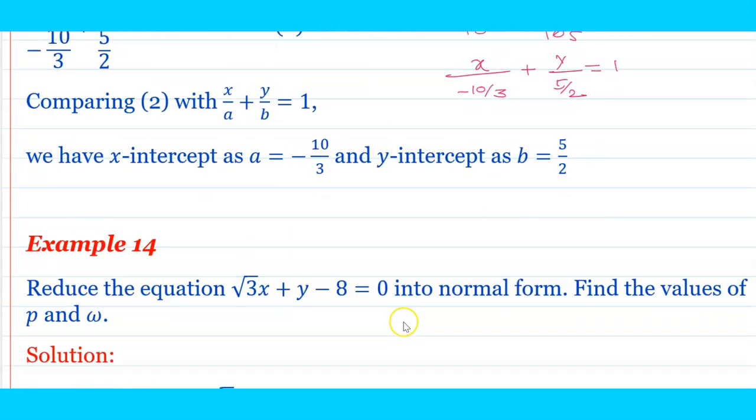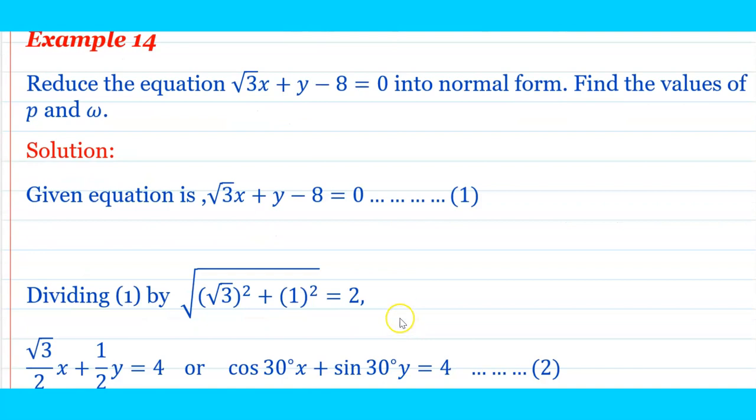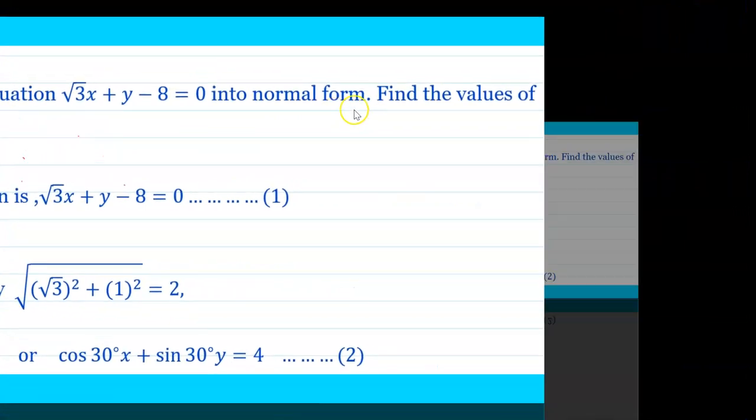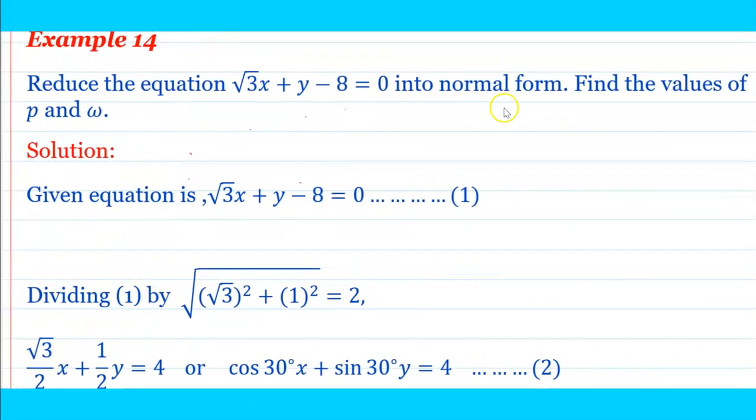Okay, now the next example: reduce the equation root 3x plus y minus 8 is equal to 0 into the normal form. Find the values of p and omega. Okay, now the given equation is root 3x plus y minus 8 is equal to 0. Dividing on both sides by the root of root 3 square plus 1 square. Root 3 square is 3, 3 plus 1 is 4, root of 4 is 2.